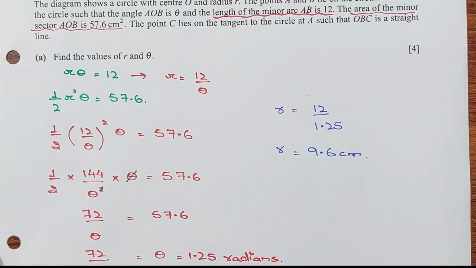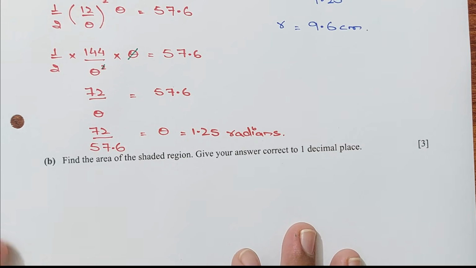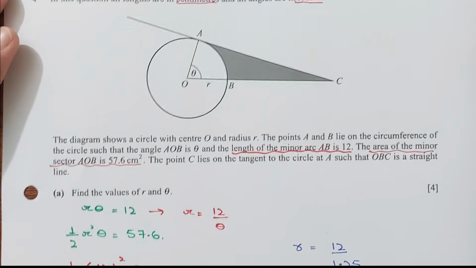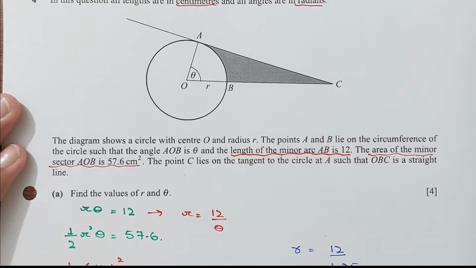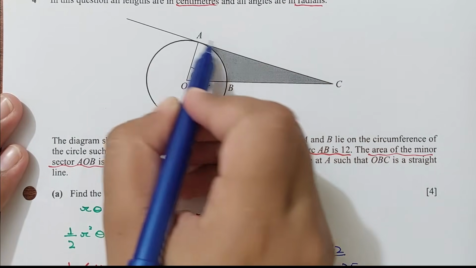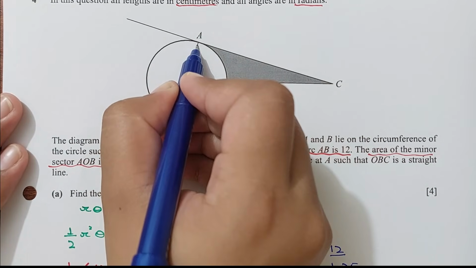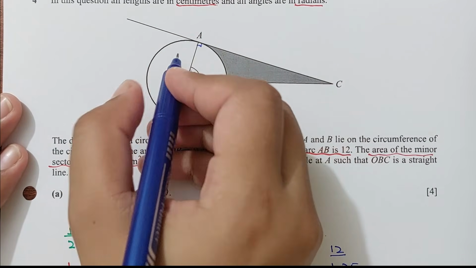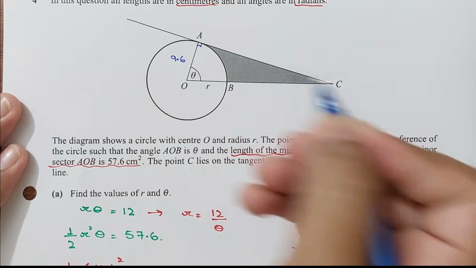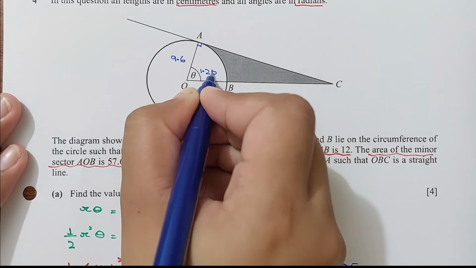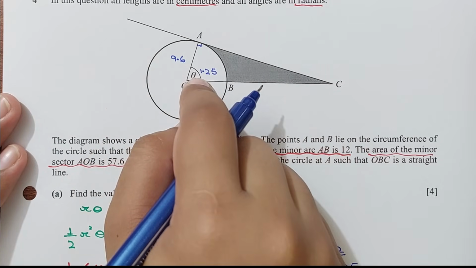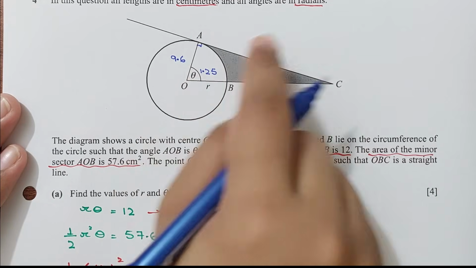9.6 centimeter. All right. Now moving to part B, find the area of the shaded region, giving your answer correct to one decimal place. Area of the shaded region. So this is the shaded region, you can see. Using the concept that a tangent is always perpendicular to the radius of a circle, so this is a right angle triangle. We have to solve for AC. We have OA, which is r, and r is 9.6, and we have the theta value, which is 1.25, right? So this is the opposite side and this is the adjacent side, right? So we can use the ratio for tangent, which is opposite over adjacent, and solve for AC, right?